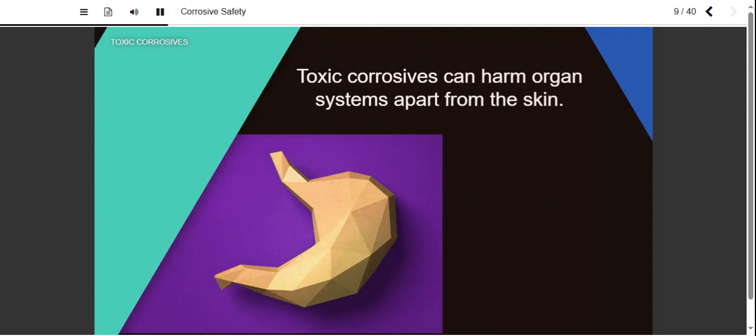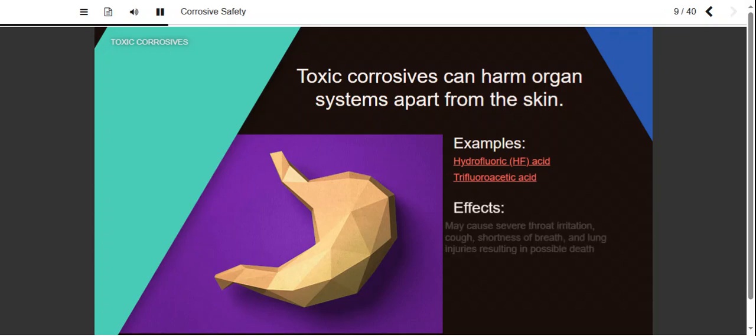Corrosivity isn't always the only hazard. There are toxic corrosives like hydrofluoric acid and trifluoroacetic acid that can harm organ systems apart from the skin. Swallowing corrosives can burn the sensitive lining of the mouth, throat, and stomach.